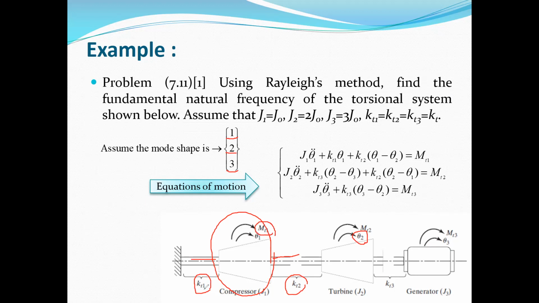So you can write the moment in this spring. Of course, the moment in the first spring KT1 is equal to KT1 times theta 1, and the moment in this spring is KT2 times theta 1 minus theta 2. So you can extract the equation of motion for each mass, and you can obtain these equations, three equations with three unknowns, theta 1, theta 2, and theta 3. And also you can write it in matrix form.